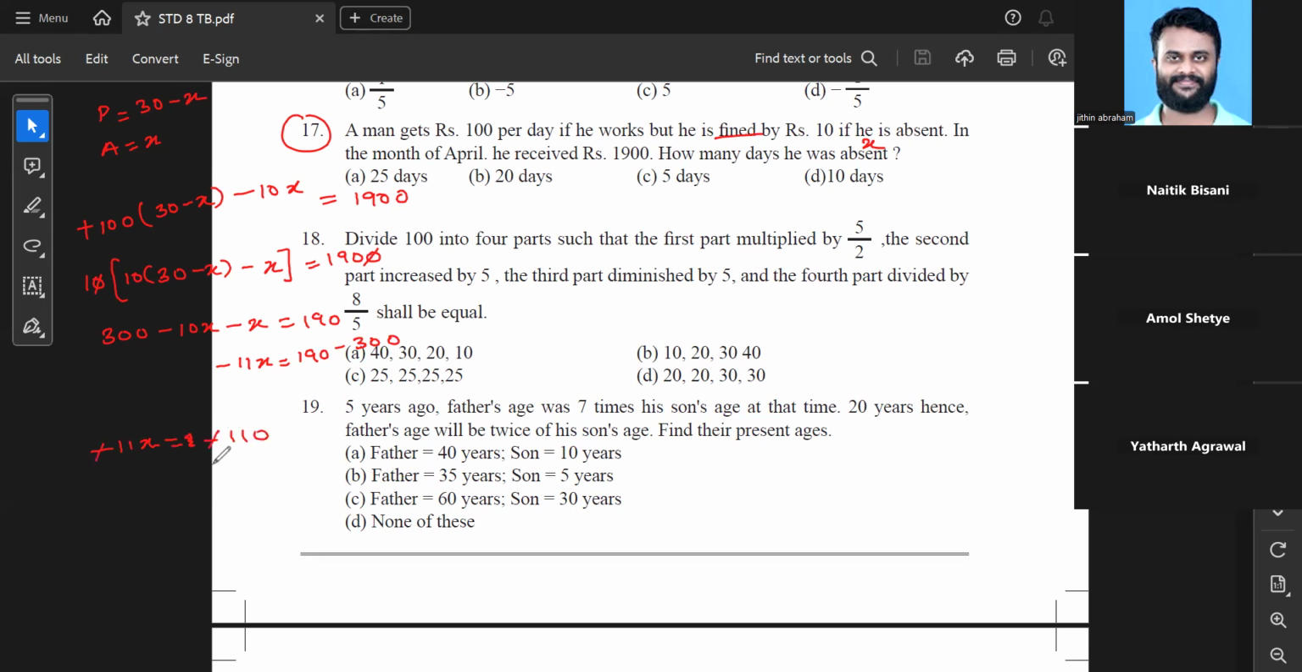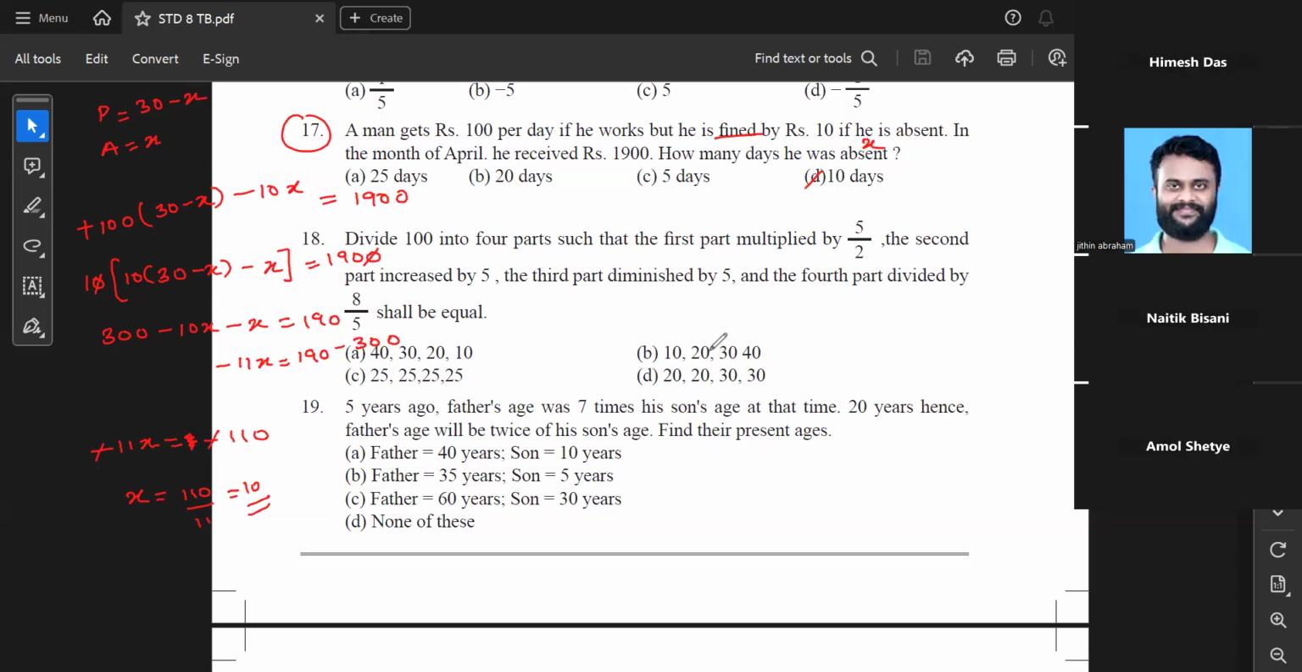As I've already told you, if both the sides are having a negative sign, you can directly cancel if the negative is common for both the sides. Okay. So x will be basically 110 divided by 11, that is 10. So the number of absent days is 10. Thank you, sir.